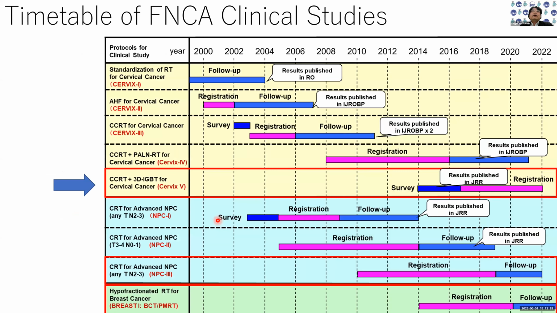So international multi-center clinical studies. This shows the timetable of the clinical studies. We started making protocols in 2000, especially for cervical cancer and NPC, and since 2014, we started breast cancer. Today, I want to focus on cervical cancer and the latest protocol. We call it Cervix 5.